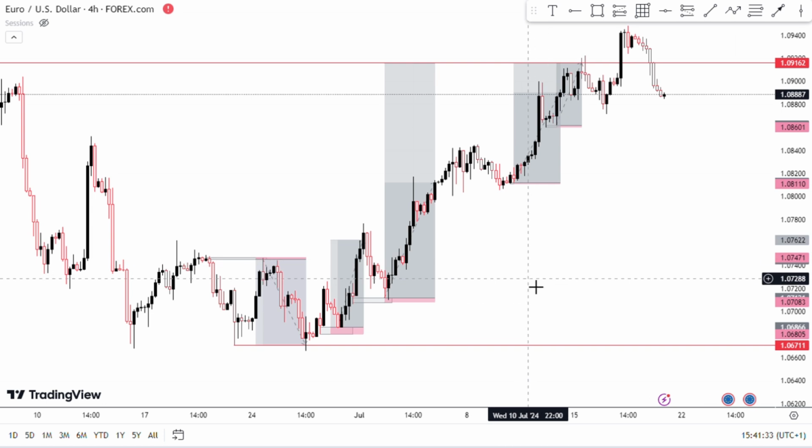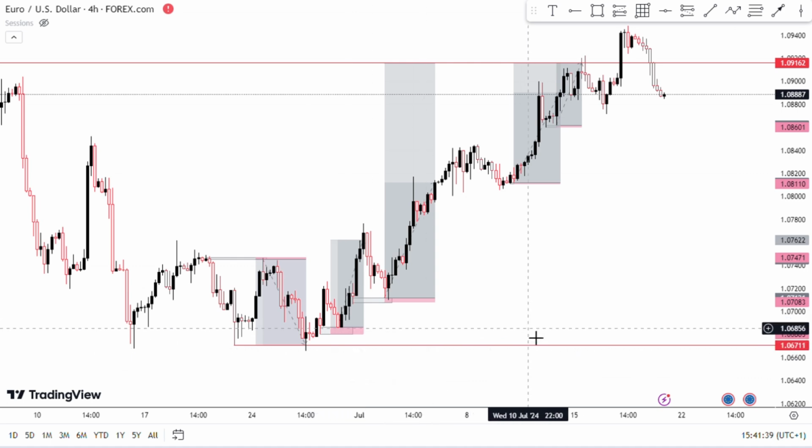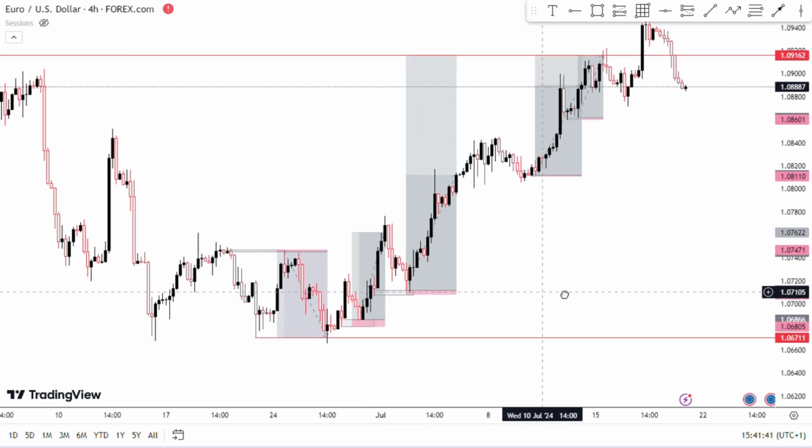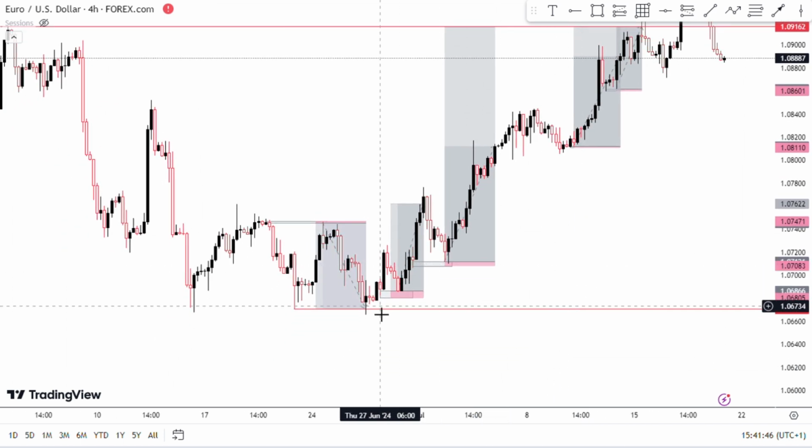Welcome back, traders. In this video I'll be showing you how to identify a reorder block in the market, and also one of the best trading strategies that I'm using, even though I discovered this strategy by myself after 2 years of trading. So you can see all this setup here.